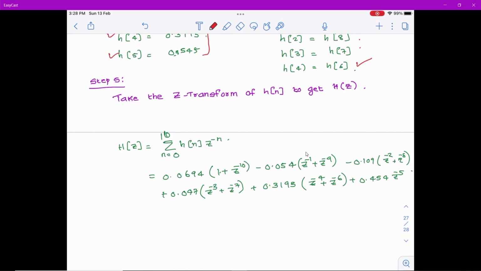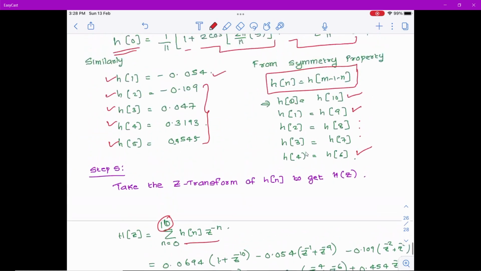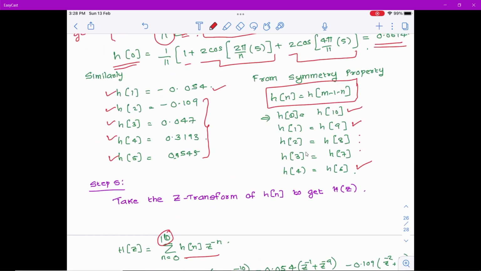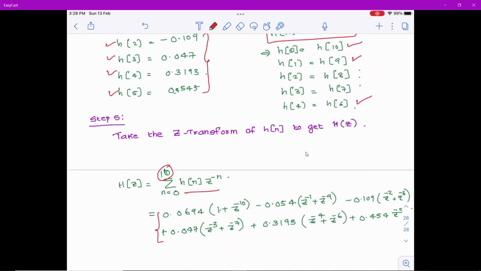For the z transform, n is equal to 0 to m minus 1, m is 11, so m minus 1 is 10, so n equal to 0 to 10, h of n z raised to minus n. So h of n for each value of n you know, 0, 1, 2 up to 10. You just substitute it and you can simplify this, because h of 0 and h of 10 are the same. You can combine them. This is that combination. h of 1 and h of 9 are the same, and you can combine them and you get this combination and so on. So this is how you can design an FIR filter.